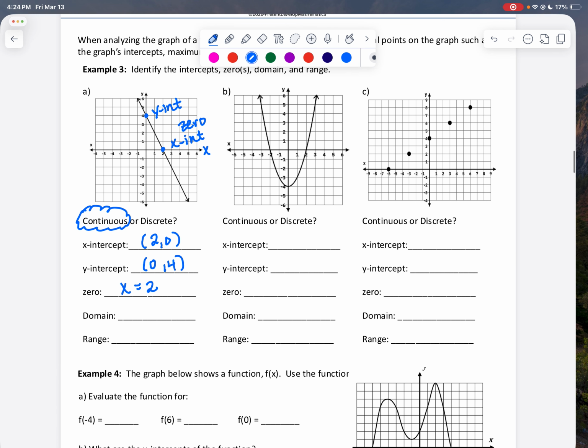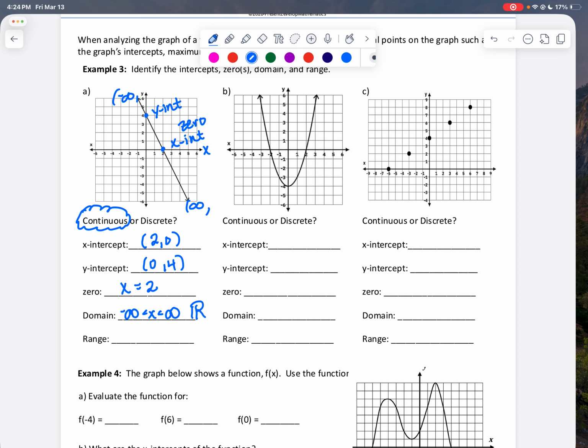Now, to get the domain, you want to look at the right side of the graph and the left side of the graph. On the left side, it's going to the left forever, so that would be negative infinity. On the right side, it's going to positive infinity. So negative infinity to positive infinity. We have a shortcut for that, which is all real numbers.